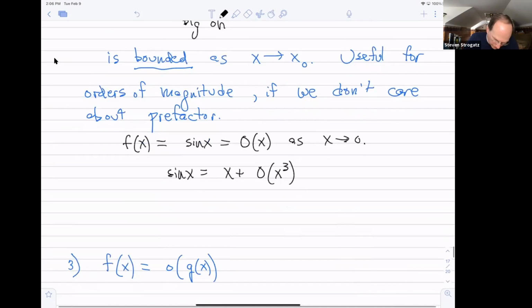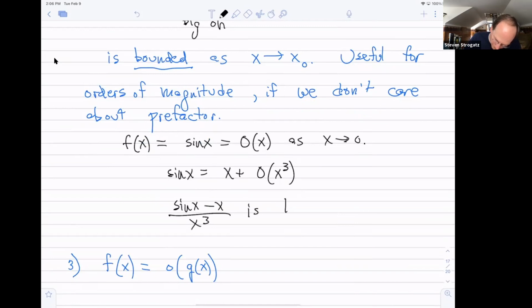Because sine of x minus x over x cubed is bounded as x goes to 0, which you could check by L'Hopital's rule, or just knowing the series expansion for sine for small x. Okay, so that's the big O notation.